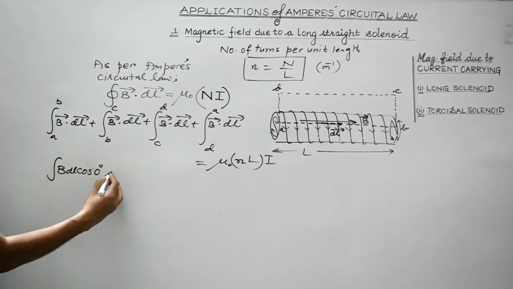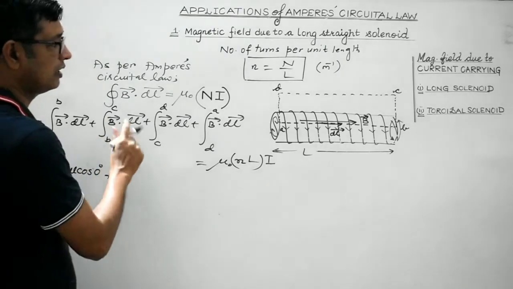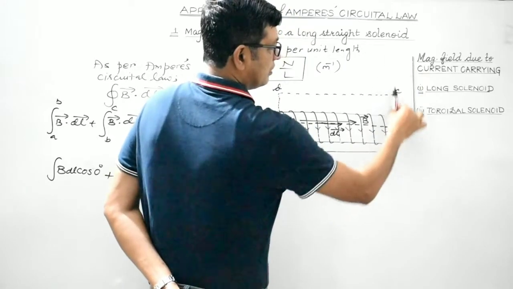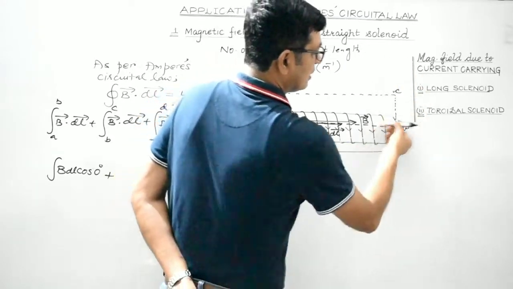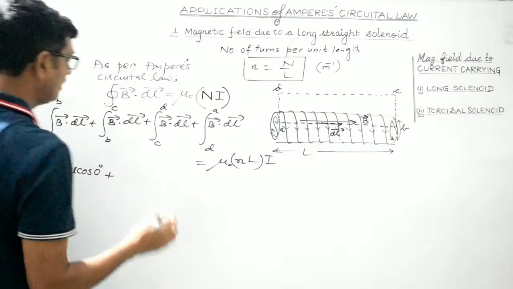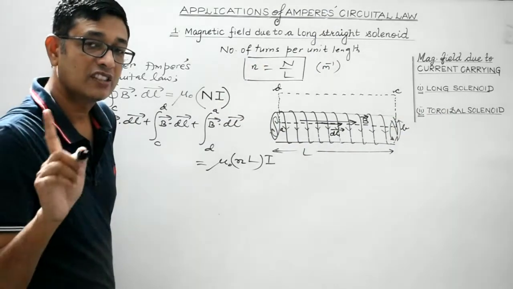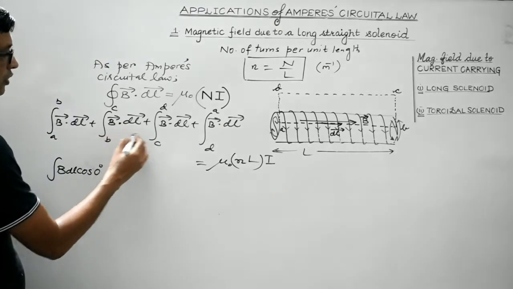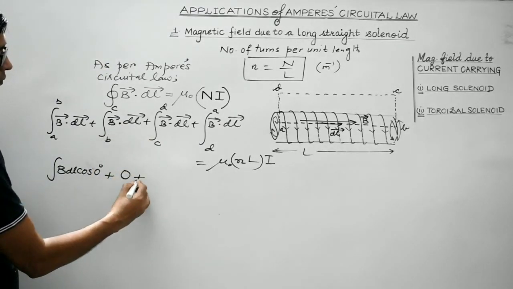Right? What about this? B vector dot dl vector. This is the elementary portion, right? B to C. This is the direction of dl vector and this is the direction of the magnetic field. So what's the angle? 90 degrees. The dot or scalar product of two perpendicular vectors is always 0. So this will not contribute anything.